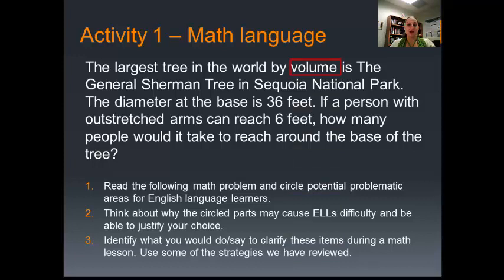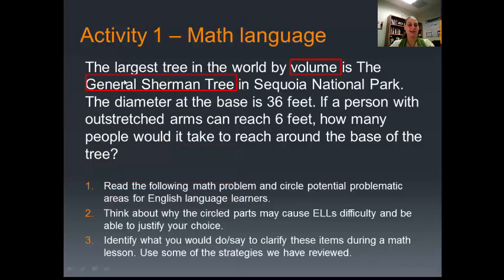One of the first parts of this question that might be problematic is some of the key terms. So, for example, volume. We know that volume is a key term in math, but we know that it also has different meanings across content areas, right? Volume could mean the amount of noise, right? How high the noise is. So that is a concept that would have to be clarified for ELLs.